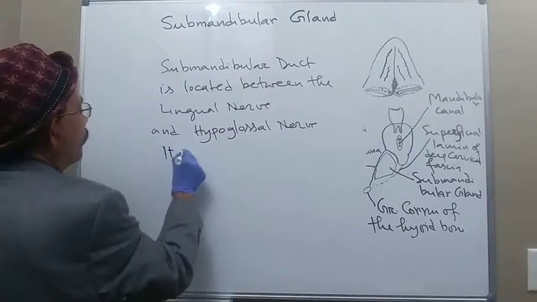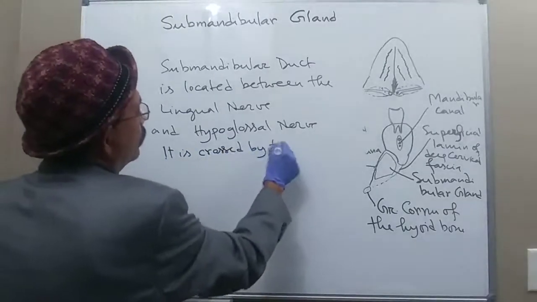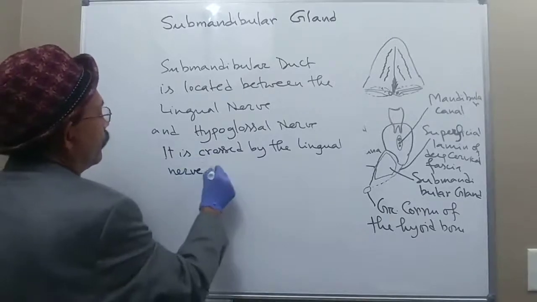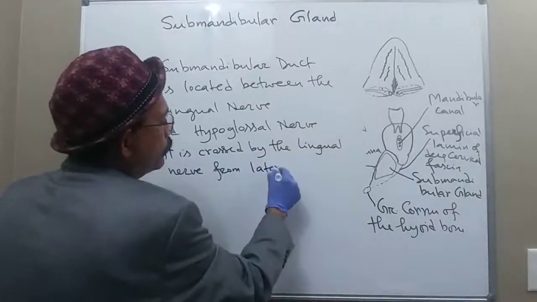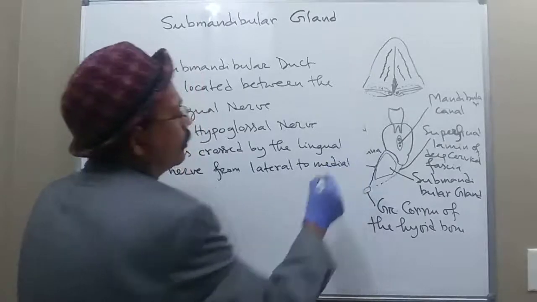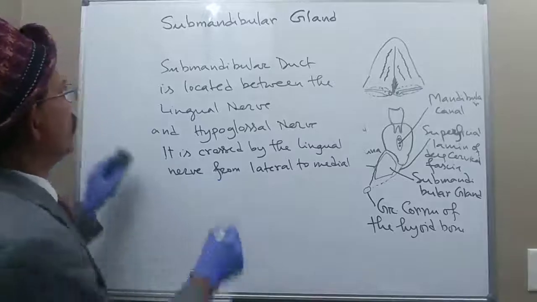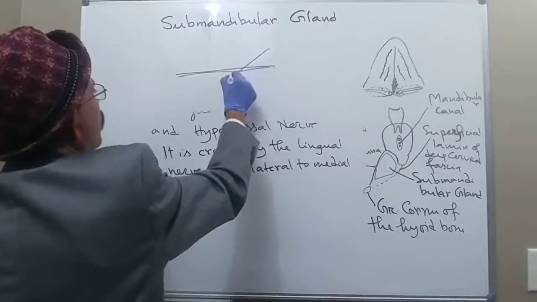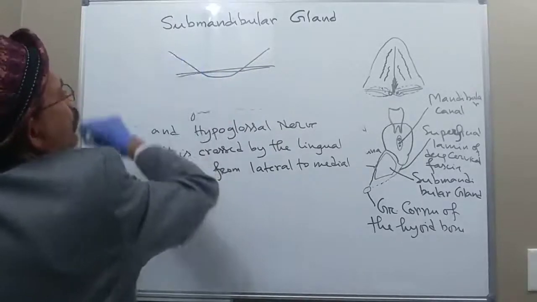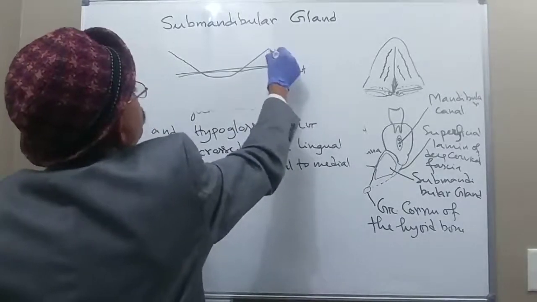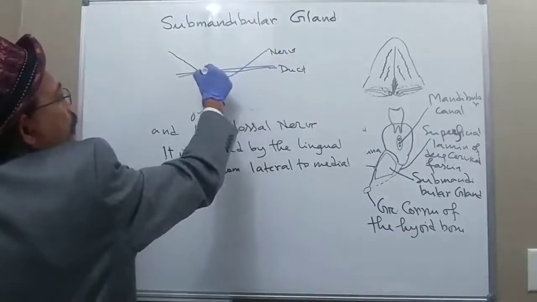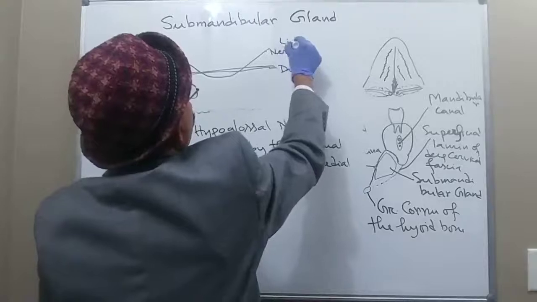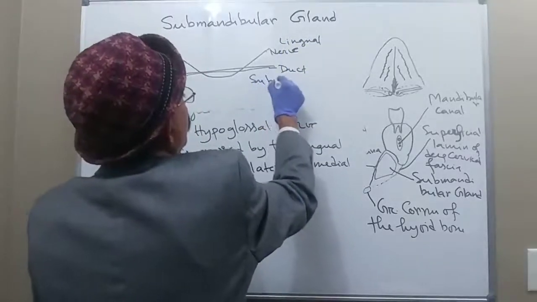It is crossed by the lingual nerve from lateral to medial, because the lingual nerve will supply the tongue. So if this is the submandibular gland duct, the lingual nerve is above it, and it turns around the duct and goes to the tongue. This is the duct and this is the nerve. The nerve is above, then it goes laterally and turns around the duct to supply the tongue. This is the lingual nerve, and the duct is the submandibular duct.